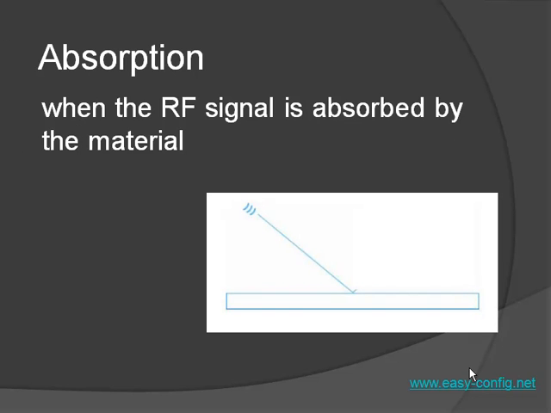Absorption, when the radio frequency is absorbed by a material. An example of this one is a concrete wall. When the radio frequency is broadcast, the wall will automatically absorb the signal, and on the other side you cannot receive any radio frequency signal.